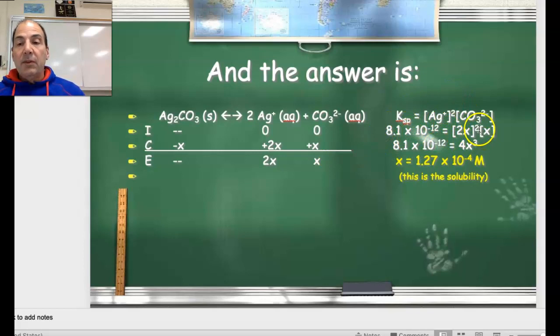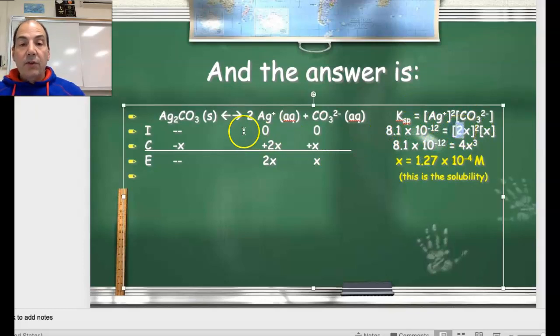So notice what happens here. Whatever the coefficient is going to appear twice. I get it here, I get it here. Carbonate had a coefficient of 1, so this is a 1, and up here would be a 1 for the exponent. So now I just have to square 2x, I get 4x squared times x, that gives me 4x cubed. I divide by 4, I take the cube root, I got 1.27 times 10 to the negative fourth molar. Remember, it's got to be in molars. That's another common little mistake that people make. So that's it. There's really nothing new to this.